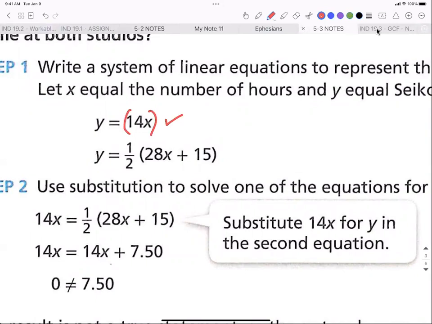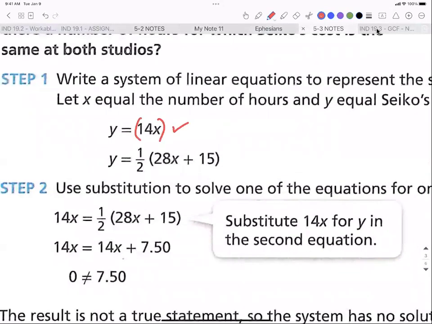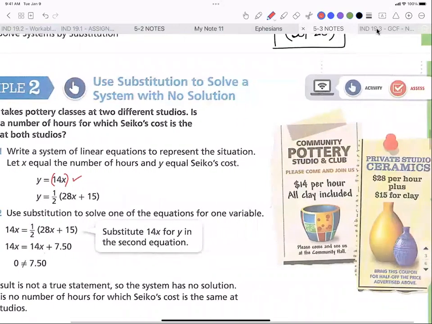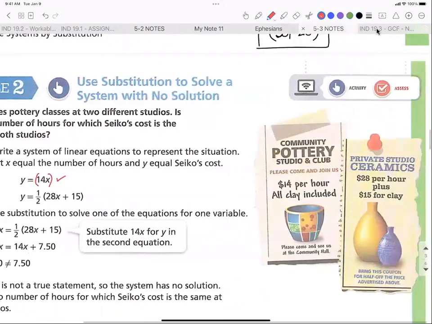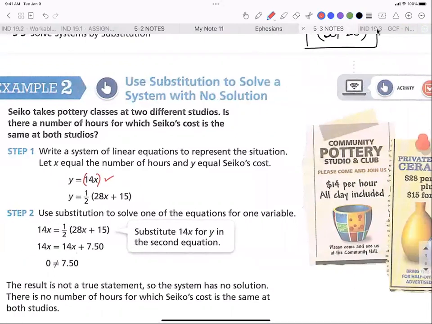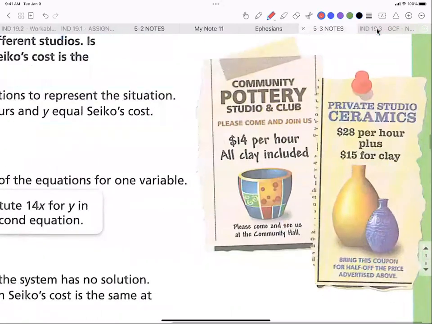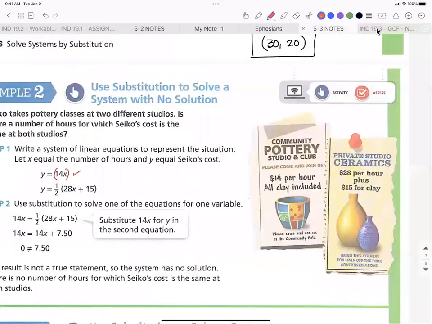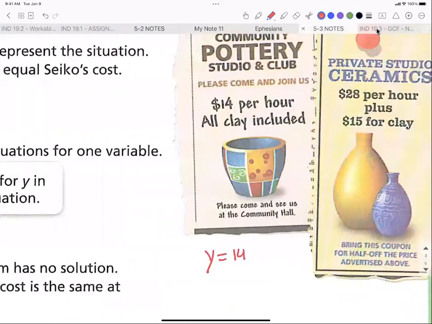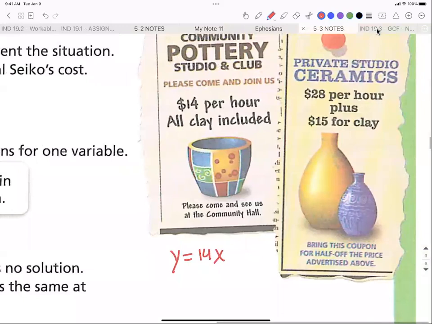So that means go to the other equation, right? And where are our two equations listed? Did we have to write them? Yeah, it looks like they wanted us to write the equations first. Seiko takes pottery classes at 2 different studios. There's a number of hours which it costs. Studio 1 is $14 per hour, all clay included. So that's why we had y equals 14x. That was the one equation. The other equation is $28 per hour plus $15 for the clay.